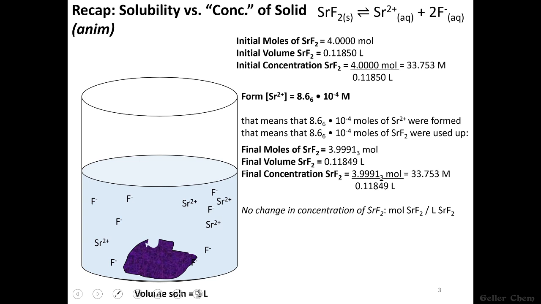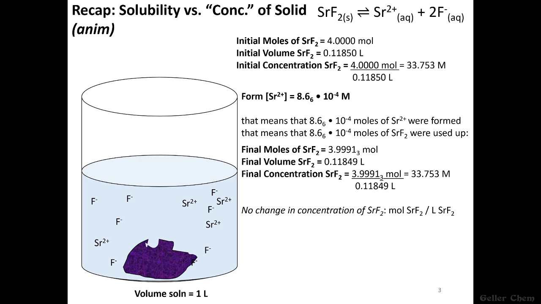The objective amount, the moles or mass of a solid, absolutely do change over the course of a reaction. But while we lost moles, we also lost volume, and so volume has also decreased. When I take the final moles and volume of SrF2 and divide them by each other, I get 33.753 moles per liter, the same as before. It's the concentration that does not change, and that's a very important distinction for you to remember.